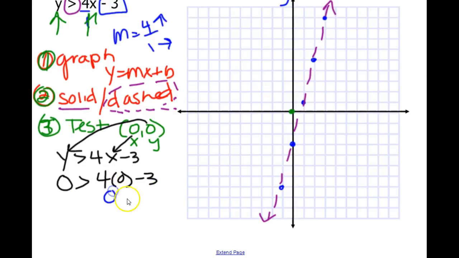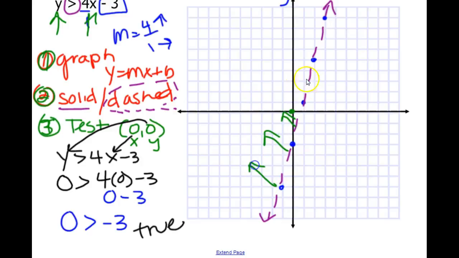Well, 4 times 0 is 0. So 0 minus 3 is -3. So is 0 greater than -3? Well, yeah, 0 and the positive numbers are greater than all the negative numbers. So yes, this is true. So if it's true, you need to shade the half of the graph. So notice this split the graph into 2 halves, above the line and below the line. If it's true, shade towards the line. So we're going to shade this direction. If it was a false statement, then we would shade the other direction.